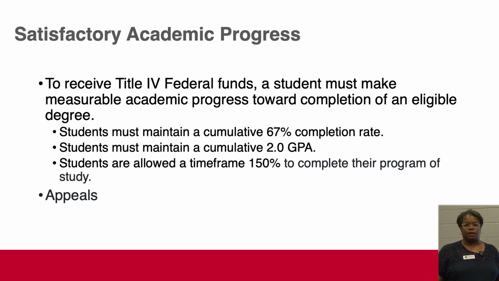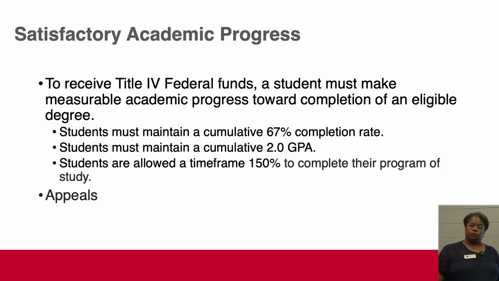All students also have a 150% time frame with your program of study. Basically what that means is, if you are a student in a program that requires 60 credit hours to complete, we are allowed to pay you up to 90 credit hours. Once you hit that 90 credit hour mark and you have not graduated, then your aid eligibility will be terminated.